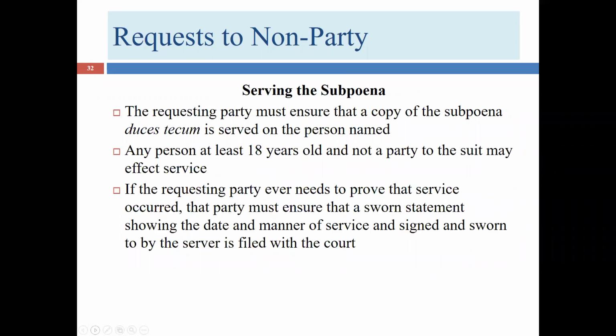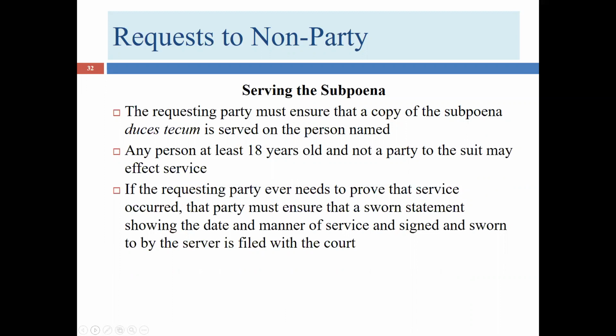So how do we go about serving the subpoena? Well, a copy of it needs to be served on the person who's named. But if that person is not available, anyone who is over the age of 18, anyone can serve it. You don't need to be a sheriff or a marshal or something to serve it. Anyone who's at least 18 and is not a part of the suit may effect the service.